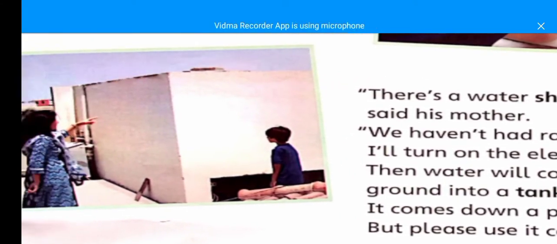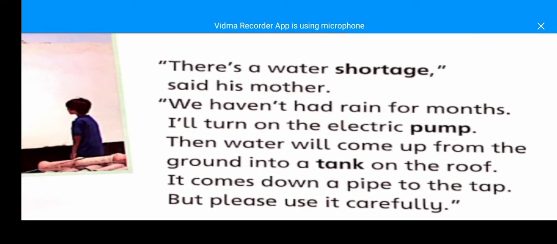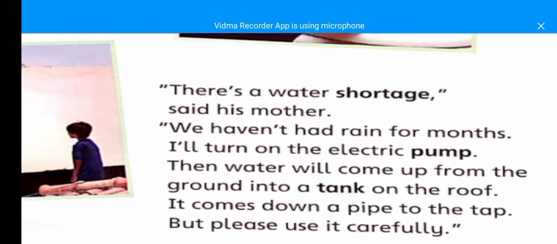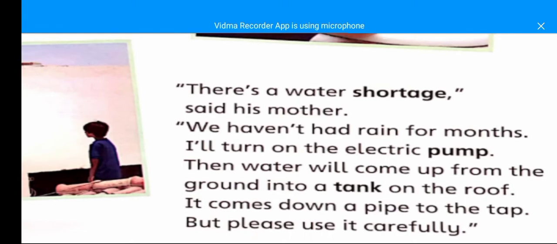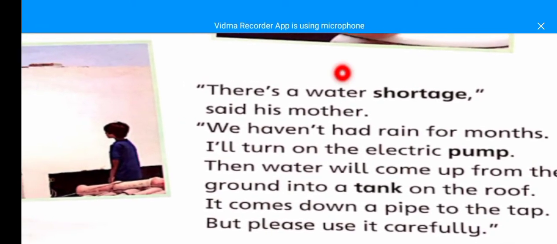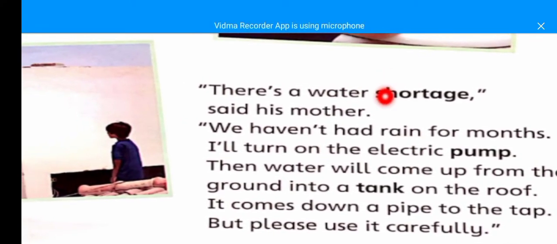Here you can see that his mother is pointing towards the water tank and Rafa is looking at what his mother is telling him. So now we are going to read here that his mother has told him about the water shortage. As I have told you, shortage means that when we are not getting anything in sufficient quantity, so we are facing the shortage of that thing.